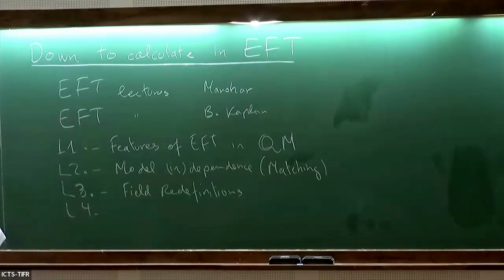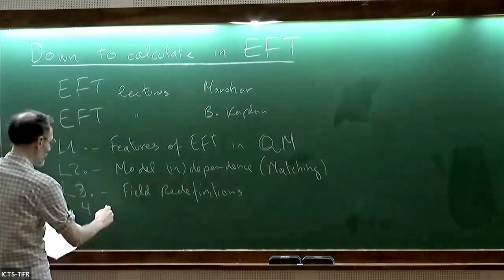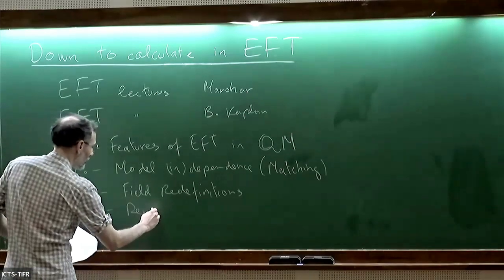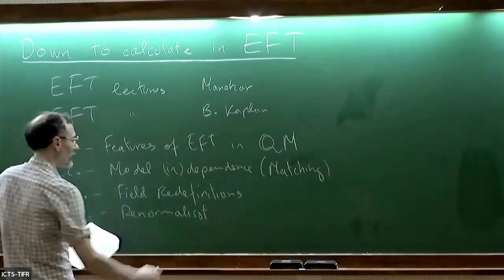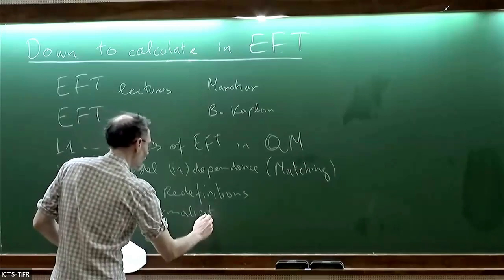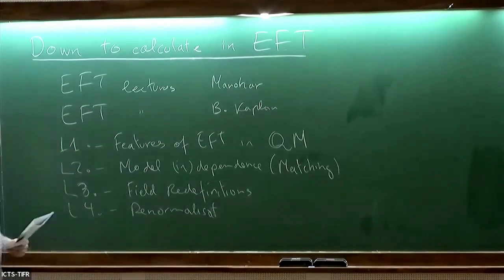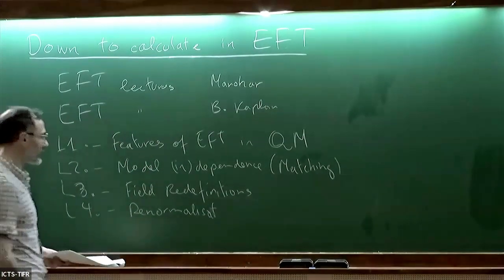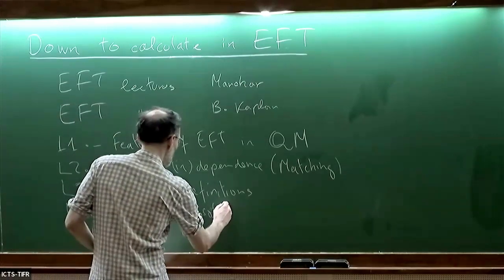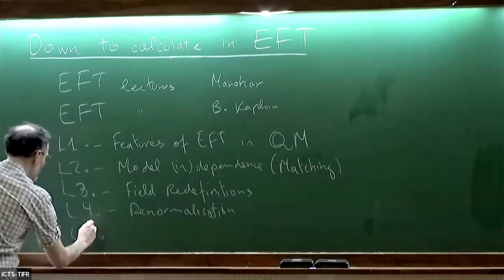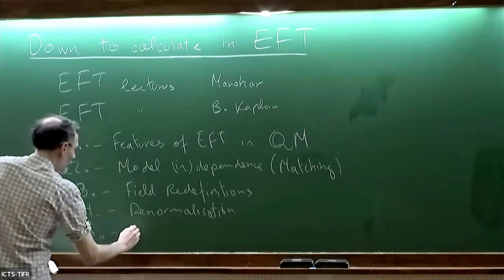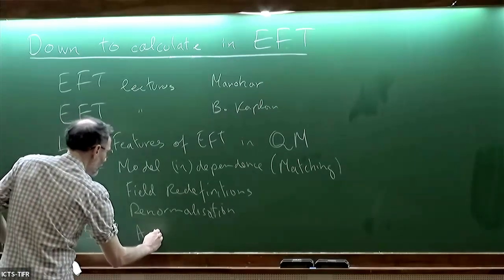Lecture 4 will be about renormalization. Historically, this is the reason why EFTs were thought to be inconsistent theories. Now we know that's not the case. So we look at renormalization. And in lecture 5, we look at anomalous dimensions.